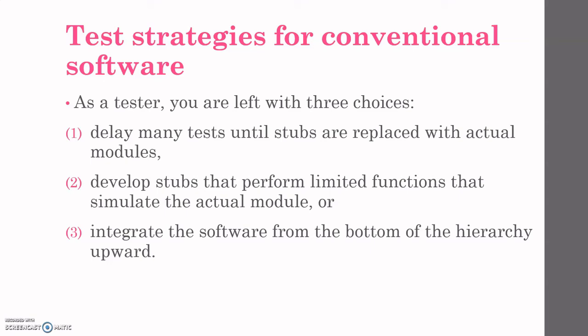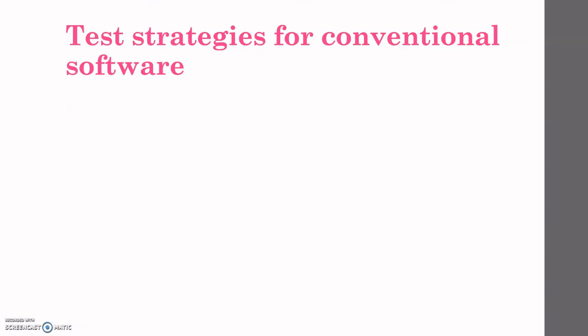So for overcoming these, we have bottom-up integration. As the name implies, it begins construction and testing with atomic modules. Because components are integrated from the bottom up, the functionality provided by components subordinate to a given level is always available and the need for stubs is eliminated.